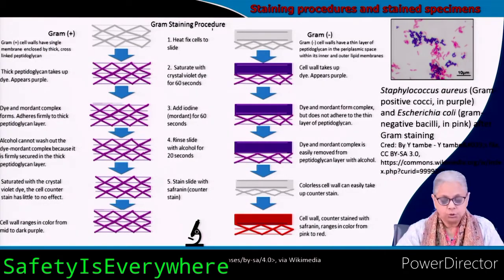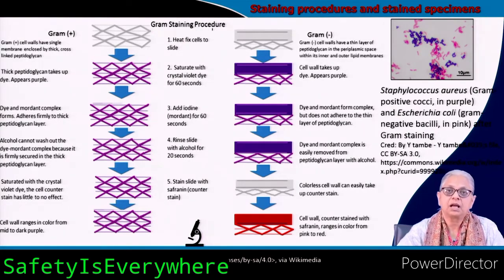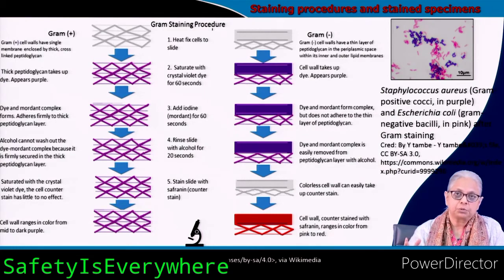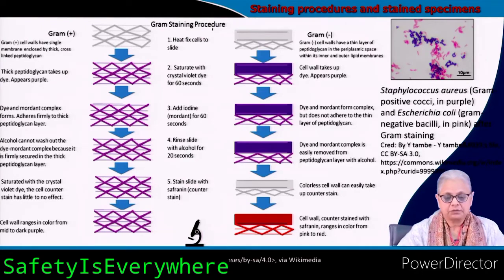Let's now come to a very famous staining procedure, and that is the basis of classifying bacteria as gram positive and gram negative. If you remember the three domains, we have archaea, bacteria, and eukarya. Out of the bacteria, we have two groups, gram positive and gram negative. So let's take a look at gram staining.